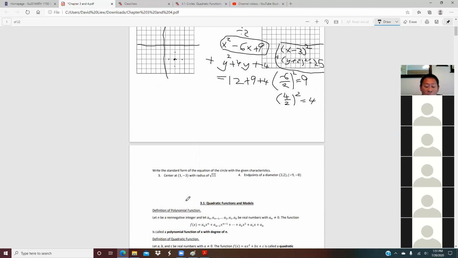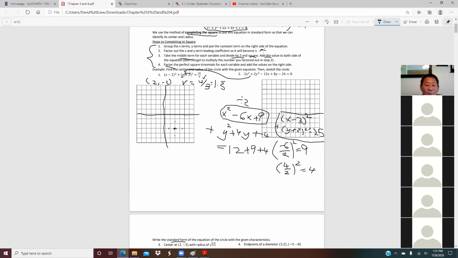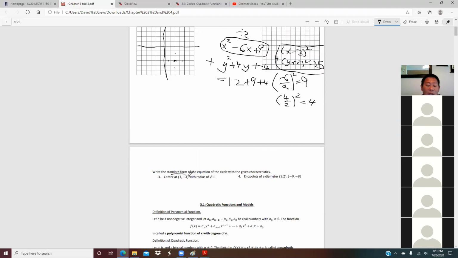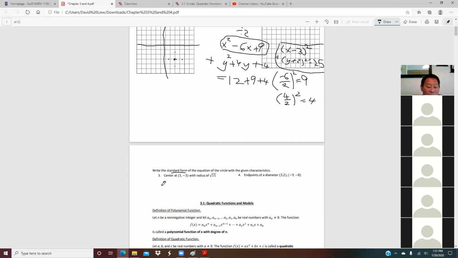Okay, questions 3 and 4 are asking us to write this in the standard form of the equation. So standard form means, for number 1, you do not need to FOIL or do anything. Since they give you the center and the radius, you can go ahead and give me the equation. So again, make sure you flip-flop your sign for the center. So positive 1 becomes negative 1. And then for y, in this case, negative 3 becomes positive 3. And then do not forget to square your radius. Once you square the radius, the square and square root will cancel. This will become 11. So this is very easy, number 3. However, for number 4, this is a bit tough because they give you the diameter of a circle.